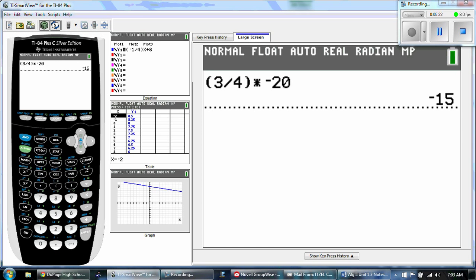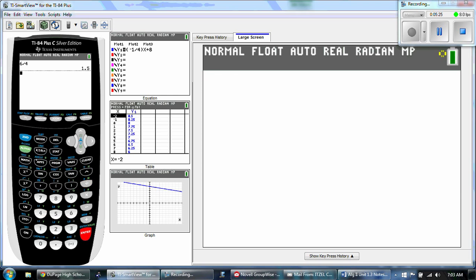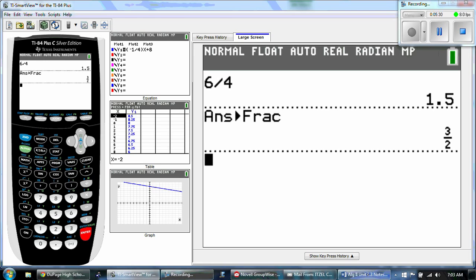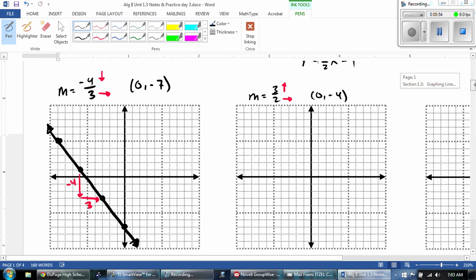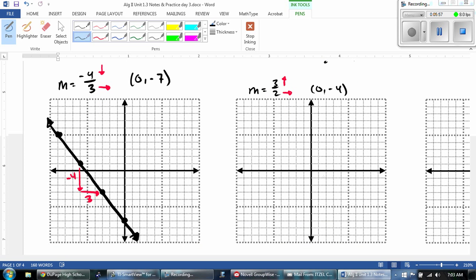Okay, we're just going to do 6 divided by 4, and then to get that as a fraction, we hit math, enter, enter, to get 3 over 2. So 3 over 2x, and 16 divided by 4 is 4. So my slope is 3 over 2, which means I'm going to go up 3 to the right 2, and then my y-intercept is 0, negative 4. So it's 0, negative 4 is where I start.